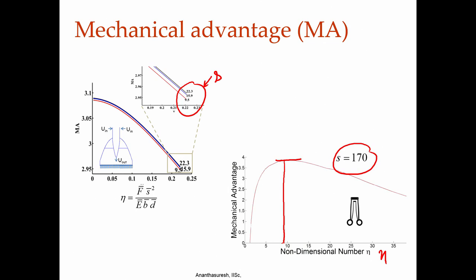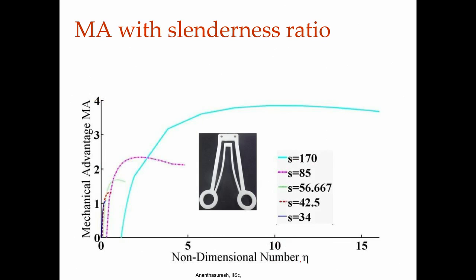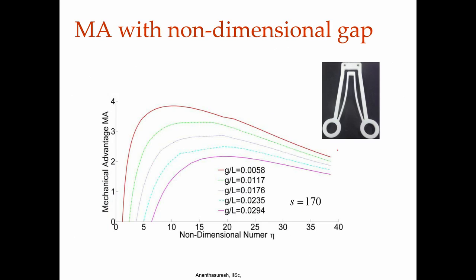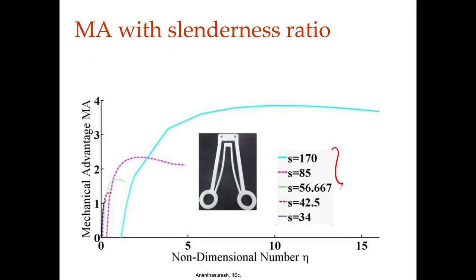You can design, because it is non-dimensional, you can adjust your size and other things to operate here, because that is where the mechanical advantage is largest. You can operate your mechanism in that appropriate range, and you can do it for different slenderness ratios as we had already discussed. So, it goes from 34, 42, 56.67 and 85 and 70.